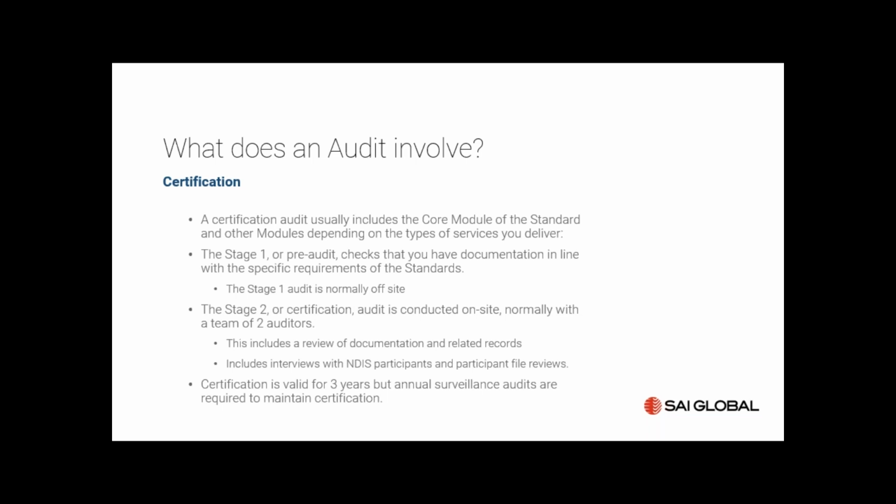During that certification audit, we come on site, normally with a team of 2 auditors. Once again, if there are special circumstances, we can apply to use one auditor only, but that is an individual case by case, and we must apply to the Commission for that approval. For the certification audit, it includes a review of your documentation and also records, as well as interviews with NDIS participants and also participant file reviews. Now, of course, participants can choose to be involved in the audit or not, but we do aim to talk to a range of people receiving services from you.